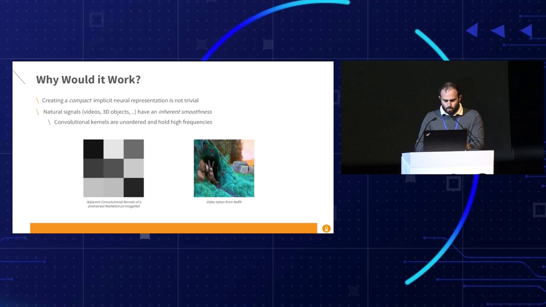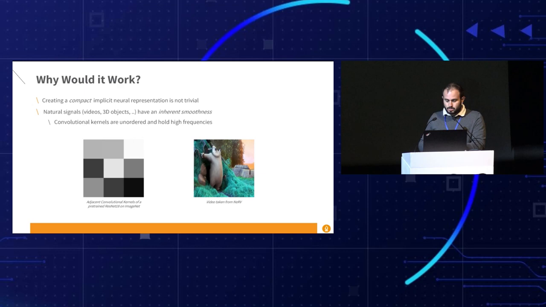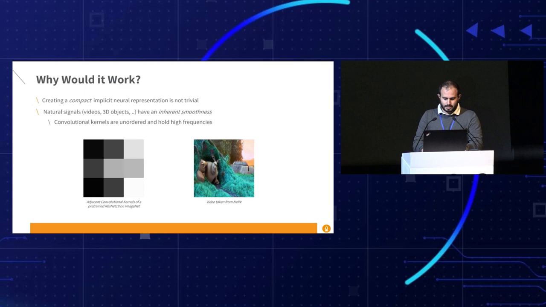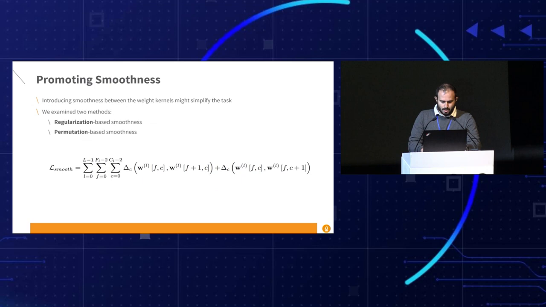So on the right, we can see a simple natural video taken from NeRV, where adjacent frames contain very similar values both in the spatial and the temporal dimensions. On the left, we can see a visualization of the adjacent convolutional kernels of a pre-trained ResNet 18 model, and as expected, we cannot see any smooth patterns in this signal. So in order to mitigate this issue, we would like to introduce a form of smoothness between the weight kernels themselves, and hopefully simplify the task for NeRN.